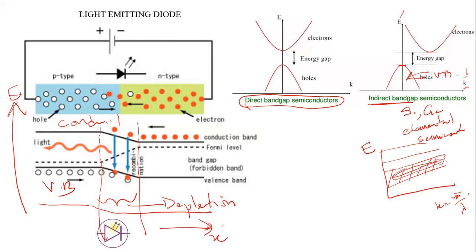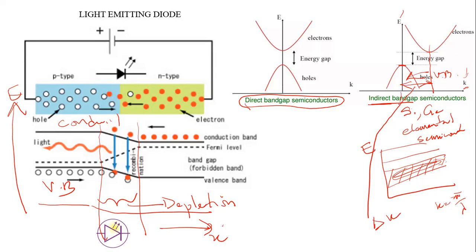Now, in silicon and germanium, in order to have a transition from the valence band to the conduction band, you need a certain change in K. So it has to be associated with a change in momentum, or change in the K vector.